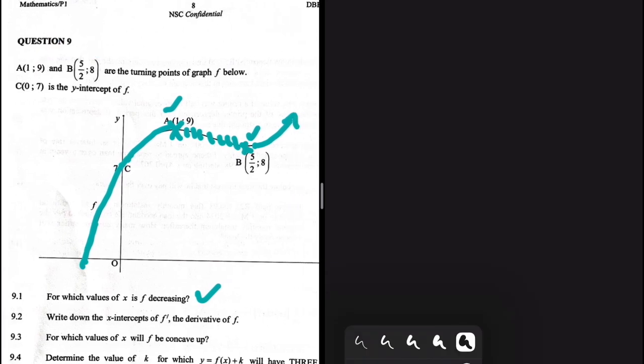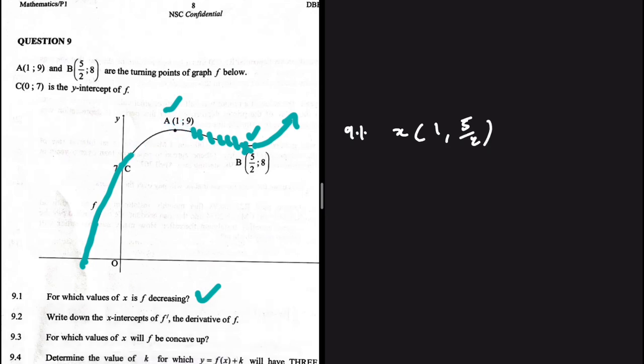So the answer to 9.1, for which values of x is f decreasing? F is decreasing between 1 and 5 over 2, right? The x value of a and the x value of b. That's where it is decreasing. In between, at a, it is neither. It is stationary. At b, it is stationary. It is decreasing between a and b.